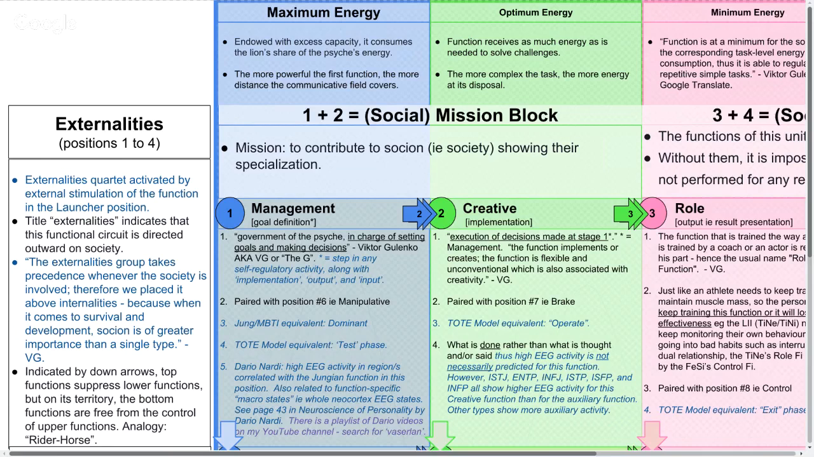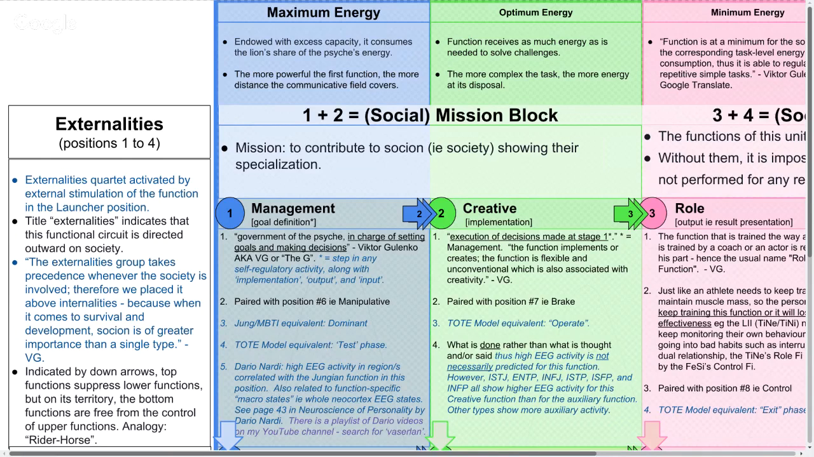So we got this first function. In the INTP, first function, endowed with excess capacity. This function can almost be, it's not just the optimum amount of energy, it's the maximum amount of energy. So basically, the INTP can devote more energy to it than is optimum, can overindulge the Ti. So Ti in the INTP is the lead function.